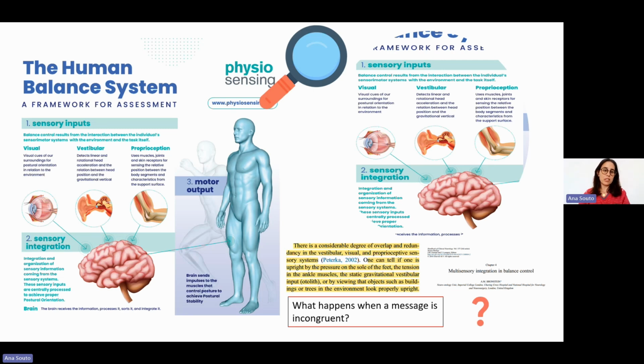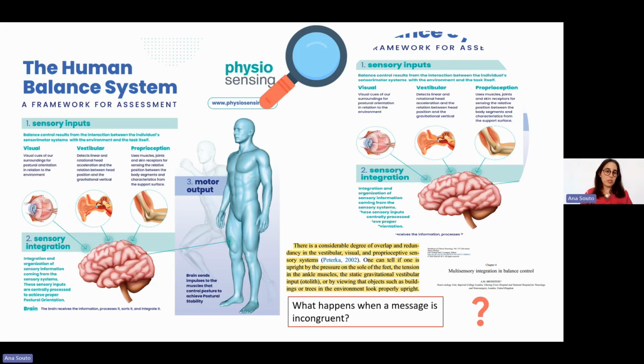So we have the visual system that gives us visual cues of our surroundings, of the characteristics of the environment, if there's movement, where is the vertical when we look into upright objects. So we are talking about external cues. These cues come from outside of the body.